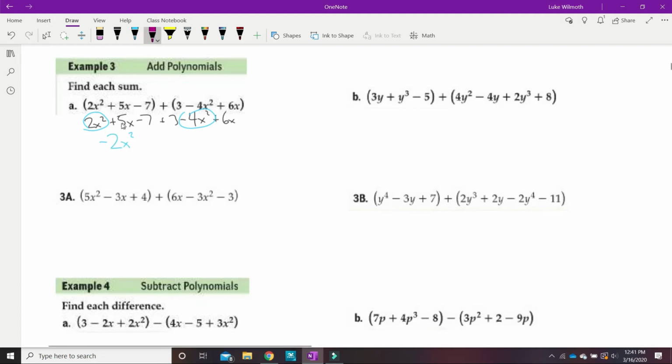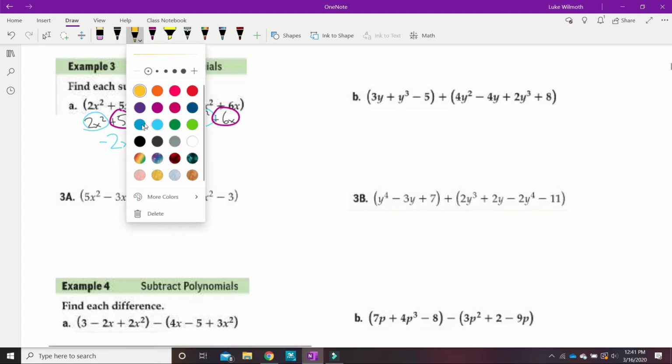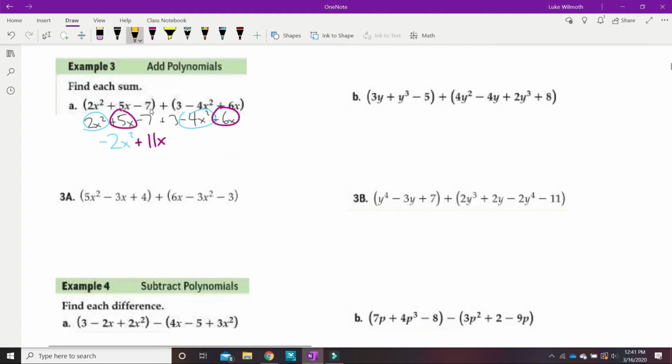So now let's try the next term. Plus 5x plus 6x, that's going to be plus 11x. And then finally, minus 7 plus 3 is going to be a minus 4. So my answer is negative 2x squared plus 11x minus 4.